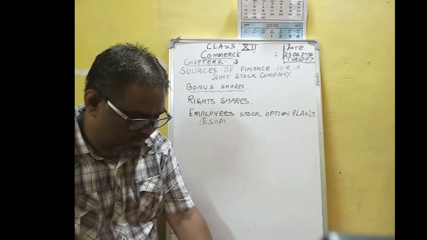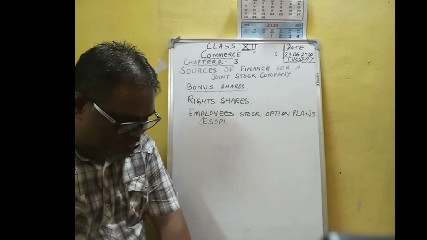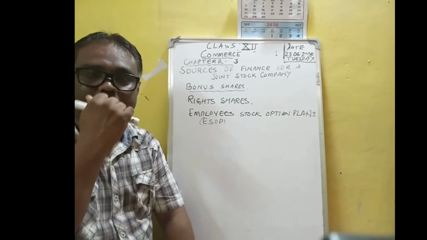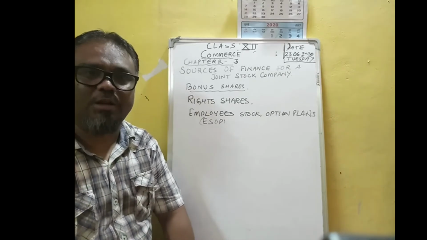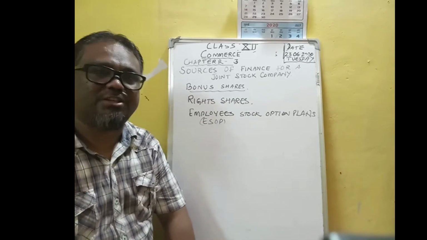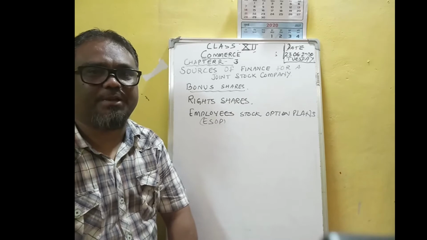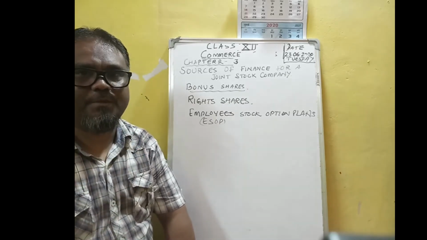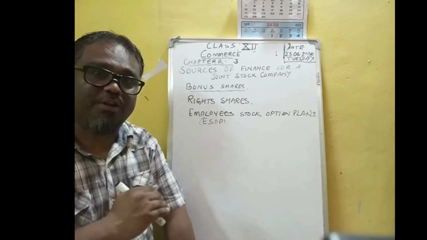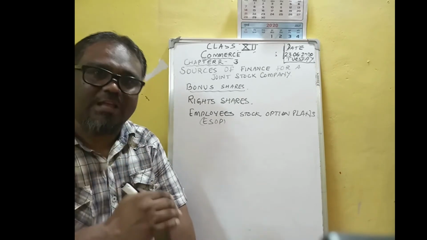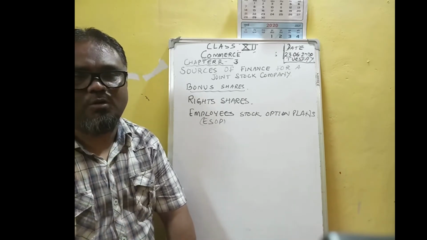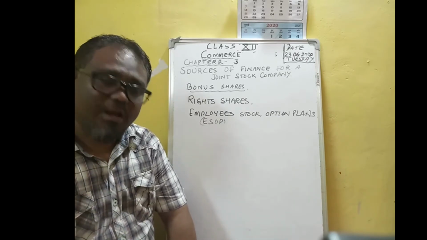That means at a stipulated price, which is usually below the market price during the given period of time. So it is generally given during a certain period of time only. The employees are given this facility to buy the shares of the company at a stipulated price which is lower than the market price. The company gives a discount to their employees.